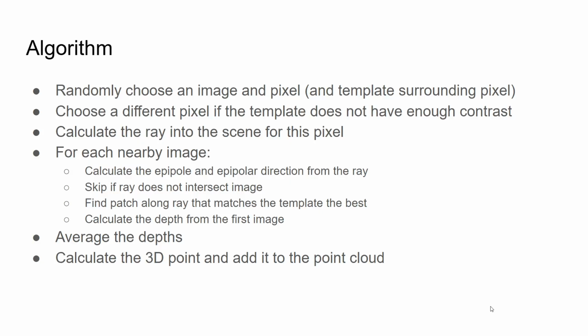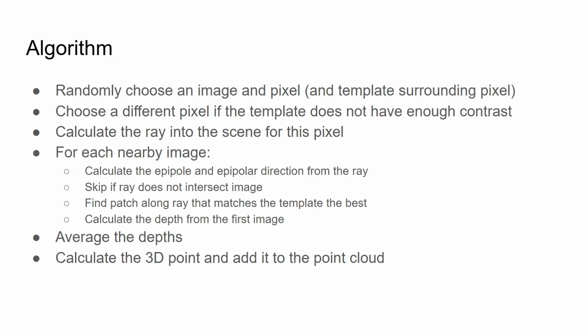The algorithm that I use to do this is as follows. You take the image stack, and then for each iteration, you randomly choose one of those images, and then randomly choose a pixel inside that image, and also a template, which is the area surrounding that pixel. If the template does not have enough contrast inside it, then you choose a different pixel that has a template with better contrast.